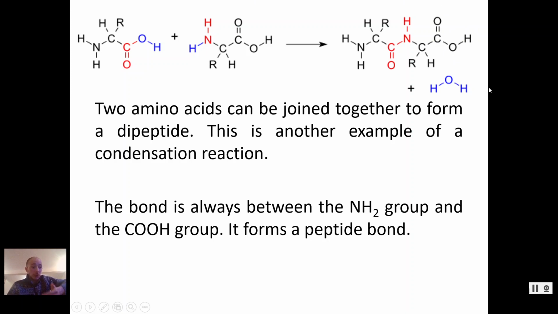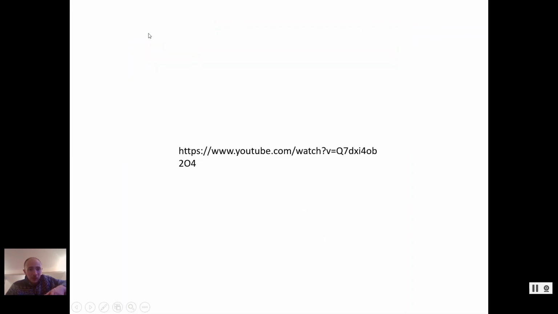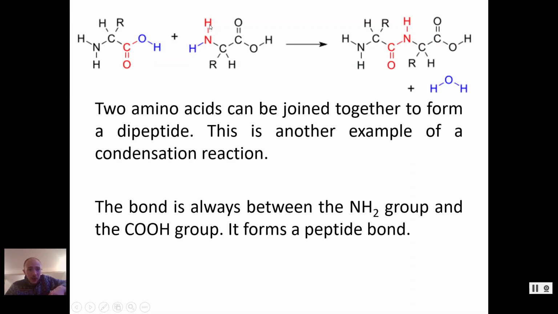Now, again, it's a really common question. How do you make a dipeptide? Well, you make a dipeptide by condensation reaction, joining together a hydrogen from an amino group and a hydroxyl group on a carboxylic acid. If you're not happy with hydroxyl group, just write OH. That's fine. That's that. Again, little facts to know. All right? Now, this is called a peptide bond. A peptide bond. And again, a really common question.